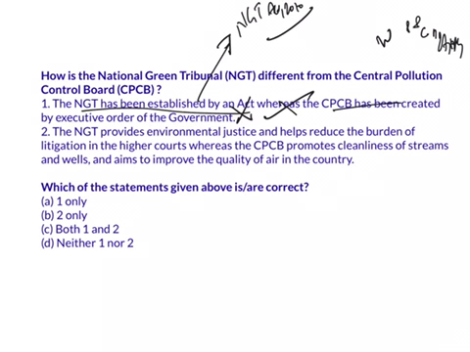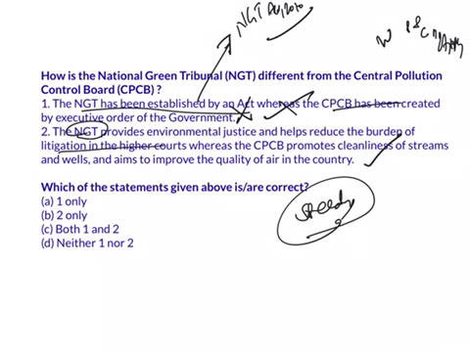The next statement is: the National Green Tribunal provides environmental justice and helps reduce the burden of litigation in the higher courts, whereas CPCB promotes cleanliness of streams and wells and aims to improve the quality of air in the country. This statement is correct because these are the functions. The function of NGT is to provide speedy and effective justice and to help reduce the burden of litigation in the higher courts, whereas CPCB will promote cleanliness of streams and wells, and it will also provide standards for maintaining the quality of streams and wells and air quality in the country. So as only 2 is correct, the answer here is B, 2 only.